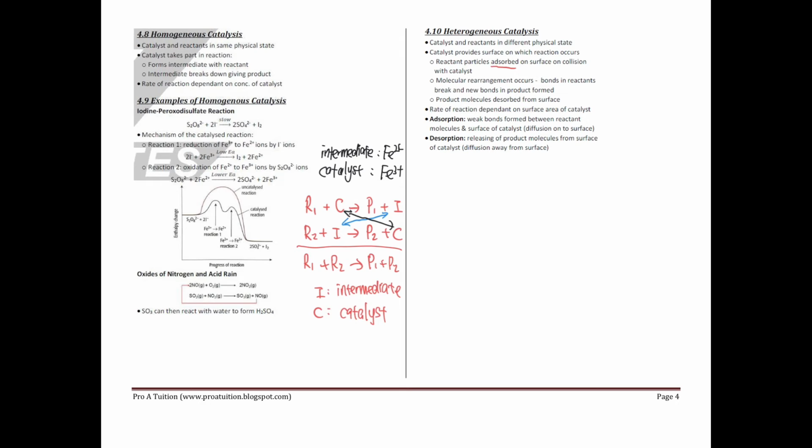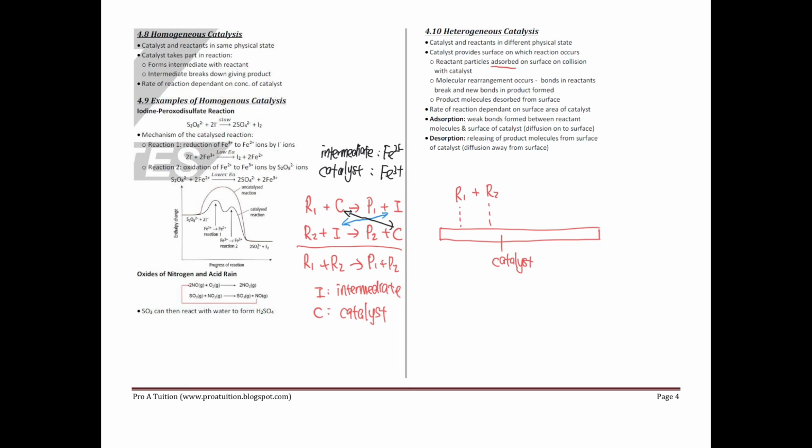So which means something like this. You put the catalyst, and then reactant 1 will come here, then reactant 2 will come here. So when they stick on the catalyst, they meet each other. And then they react. Then they form product. Okay, they form product, then they go away from the catalyst.